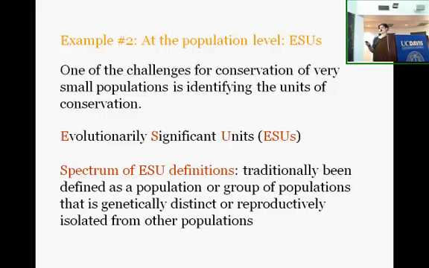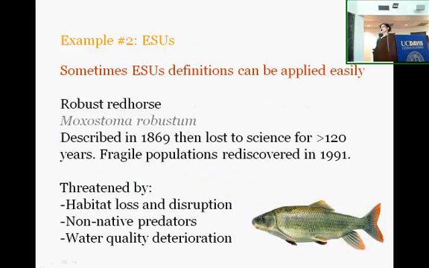And so here's one example of the robust redhorse, and some people in the audience might know more about this fish than I do, but this is a case study where the ESU approach worked extremely well. So this species was described in the late 1800s and then was lost to science for more than 100 years. It was rediscovered in the 90s, but with extremely small and very fragile populations.